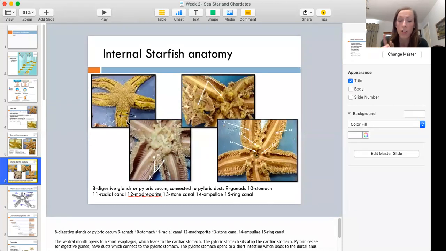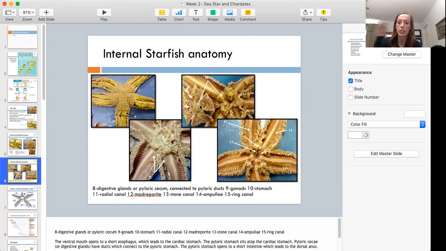The digestive glands are also sometimes called the pyloric cecae, or singular is cecum. And those connections I just said are called pyloric ducts. And they connect to the star-like structure, which is the pyloric stomach. Okay, so if you remember that word, the pyloric ducts connect to the pyloric cecae, or digestive glands, same thing. And they connect them to the pyloric stomach, which has a star-like appearance.